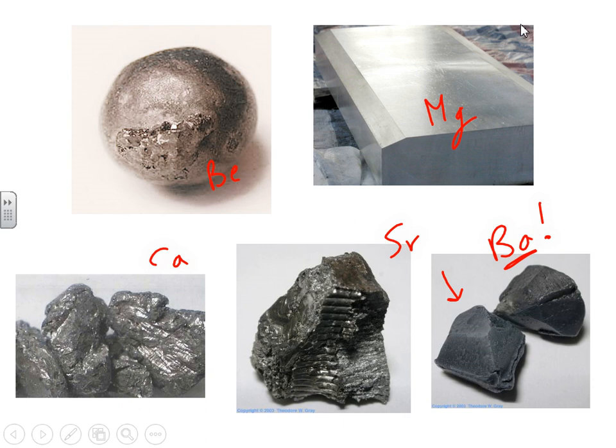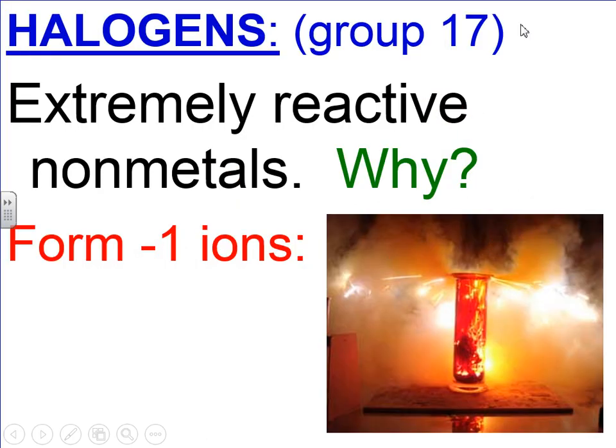Halogens then is the 4th group that we're naming. This is group 17, and these are extremely reactive nonmetals. Now we're in the P block. So why are they reactive? For the same reason that group 1 are reactive. They're reactive because they are really close to the noble gases, as we'll see.